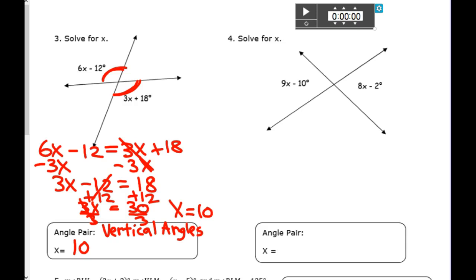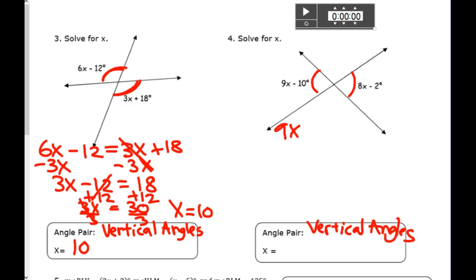All right, here we go. So again, these are called what angles? Vertical. So they're across, so they're equal in their measurement. They're congruent angles. Vertical angles. So you set this up.